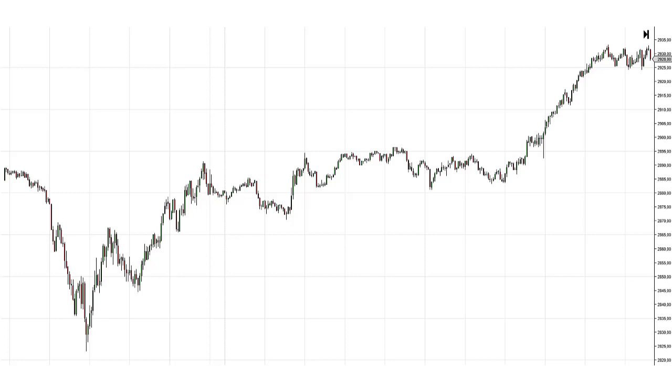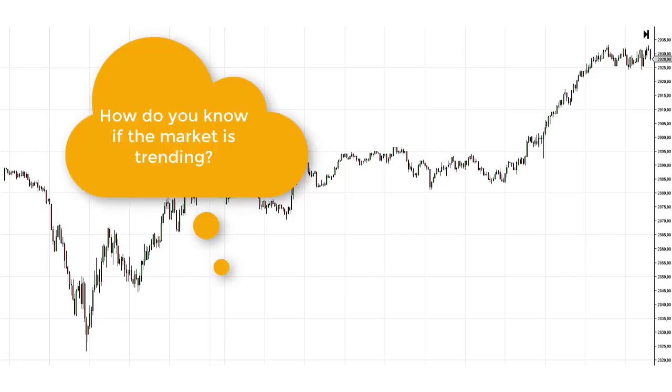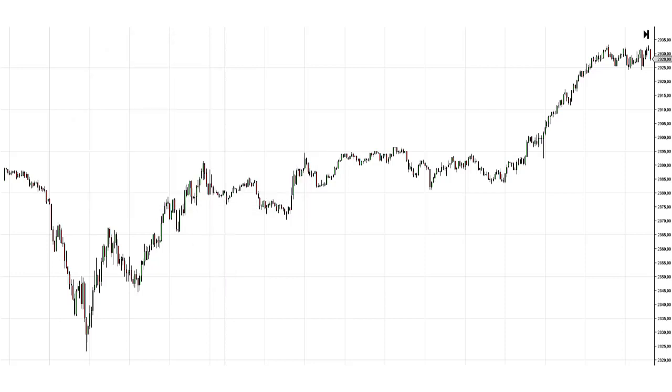How do you know when the market is in a trend? How to know if the market is trending? You need to read the price action. You need to see that there are waves going upwards and waves going downwards. Higher highs and higher lows, lower highs, lower lows.